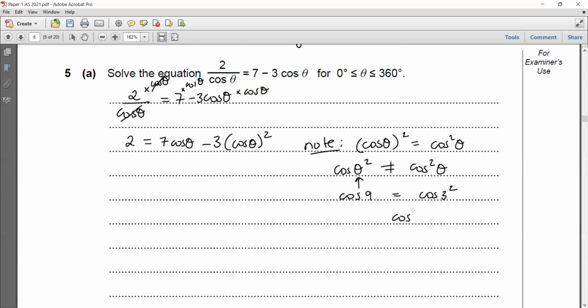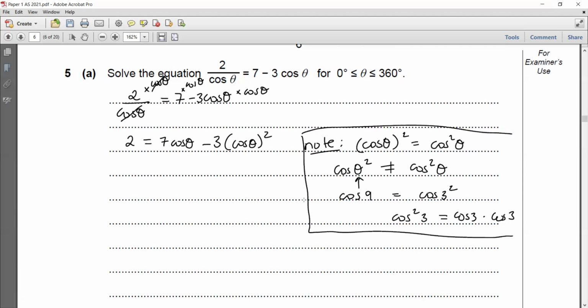But if I have cos squared of 3, this is cos of 3 times cos of 3, which when you type it in on the calculator, you will see that you get 2 completely different things. So these are some of the mistakes that I see quite often. So take note of those so you don't make such mistakes.